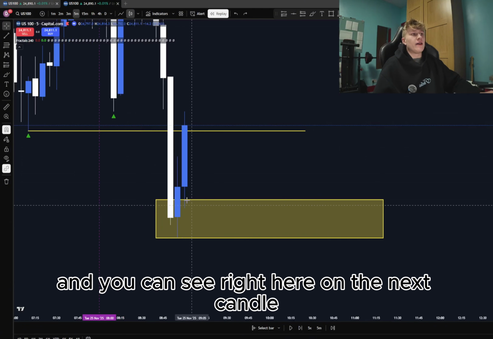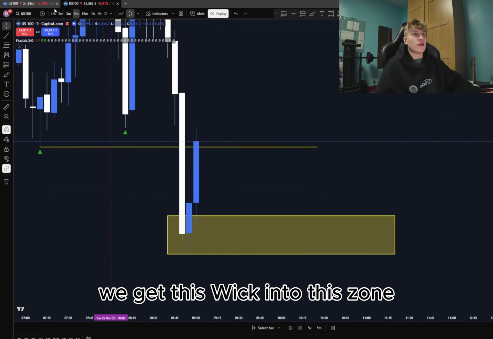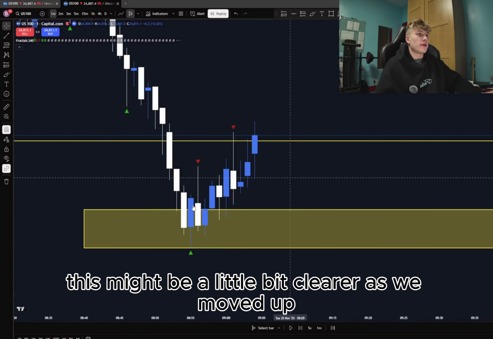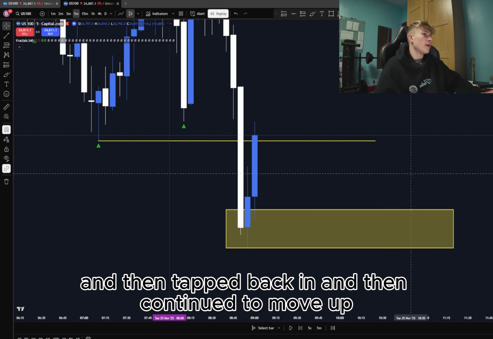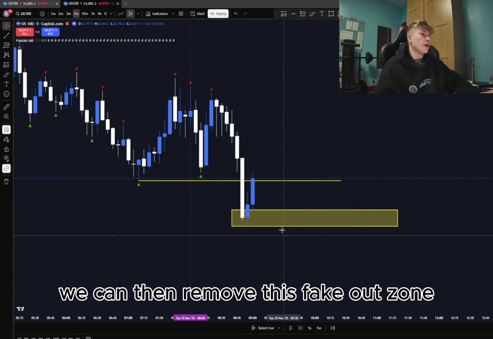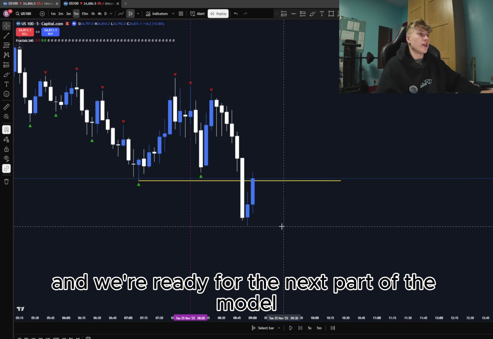And you can see right here on the next candle, we get this wick into this zone. On the 1 minute time frame, this might be a little bit clearer, as we've moved up and then tapped back in and then continued to move up. So as soon as we've got the fake out, we can then remove this fake out zone and we're ready for the next part of the model.